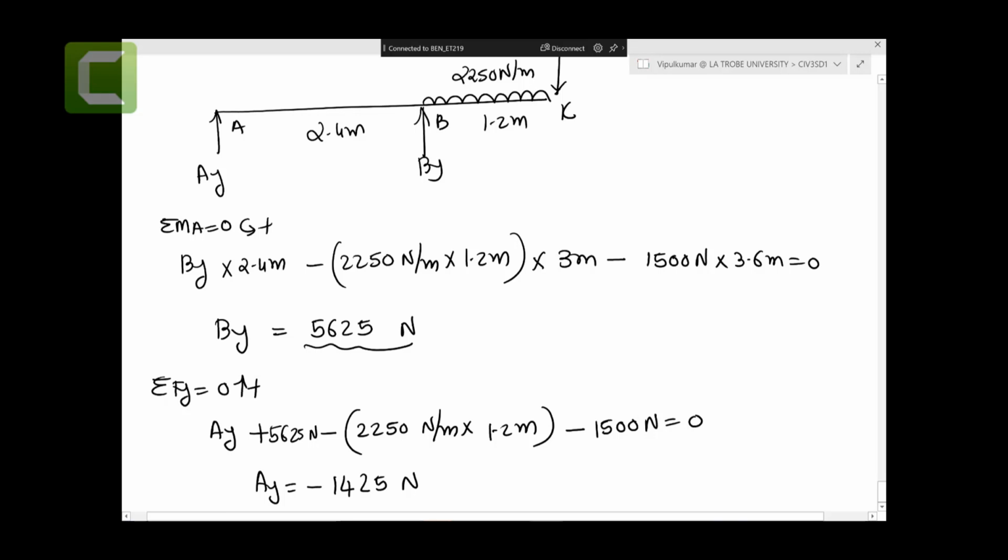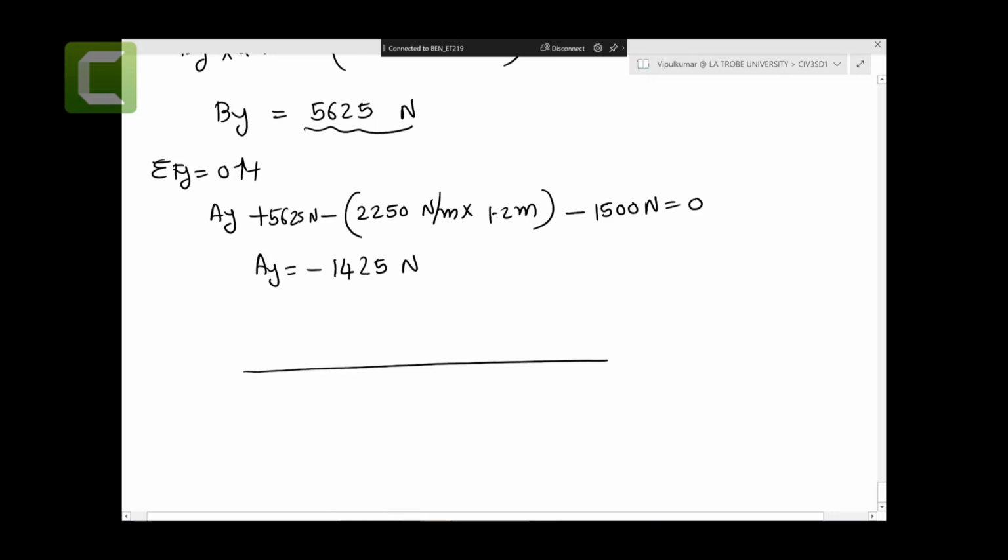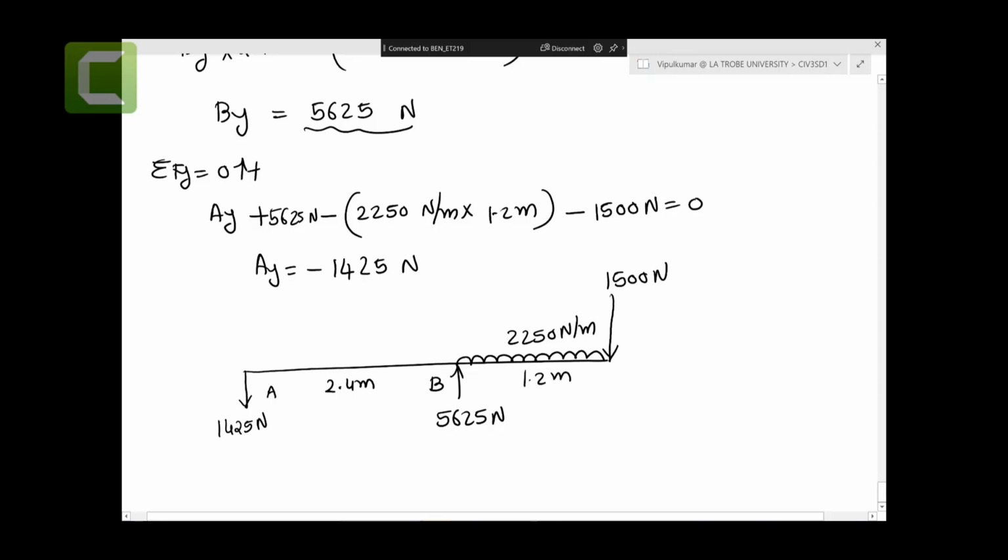We're going to follow the same trend that we did in the last examples, x1 and x2. X1 starts from the left, x2 starts from the right. So let's draw it up again. Ay is coming down, 1425 Newtons. By going up 5625 Newtons. Point B, 2.4 meters. And that would be 2250 Newton per meter and 1500 Newtons, 1.2 meters.